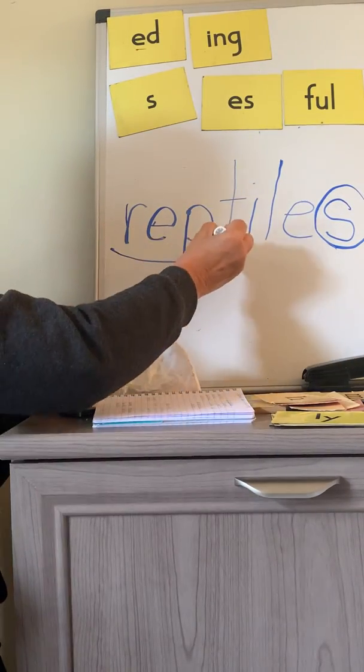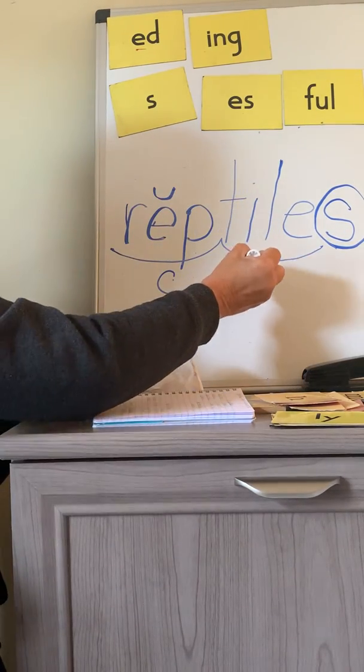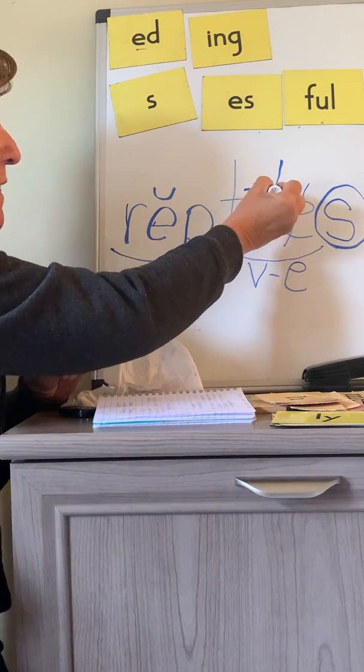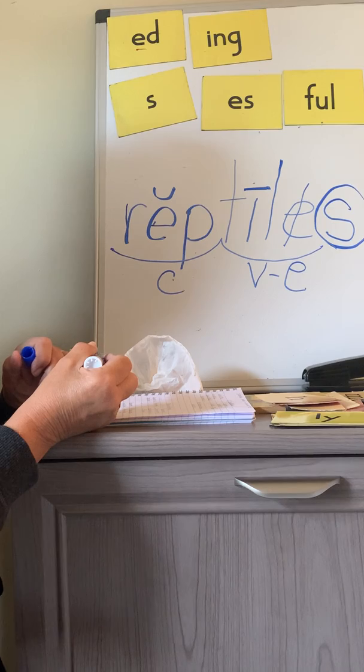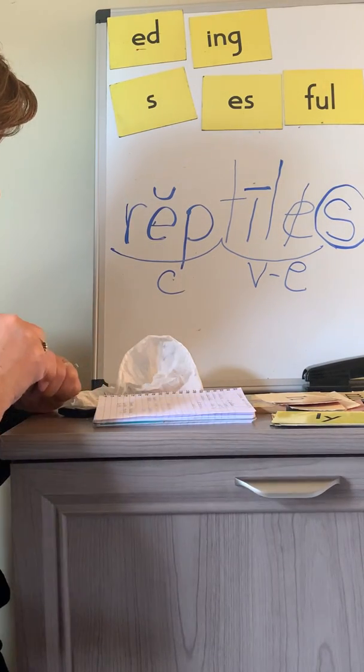Scoop it, two syllables. This one is closed. This one is vowel consonant E. E is silent. The I is long. Now, if you could do that one, the rest of these are going to be a cinch.